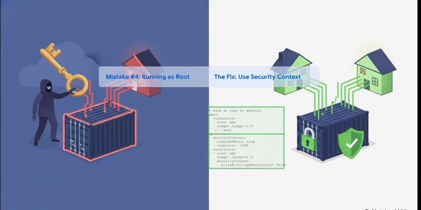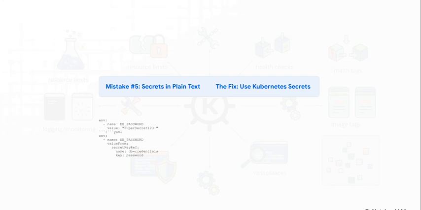What's amazing, though, is how simple the fix is. You just add a security context to your pod configuration and tell it to run as a non-root user. It is a tiny change that gives you a massive security win. This next one is a classic, storing your secrets in plain text. Putting a database password directly into a config map or an environment variable, that's like writing your password on a sticky note and putting it on your monitor for everyone to see.